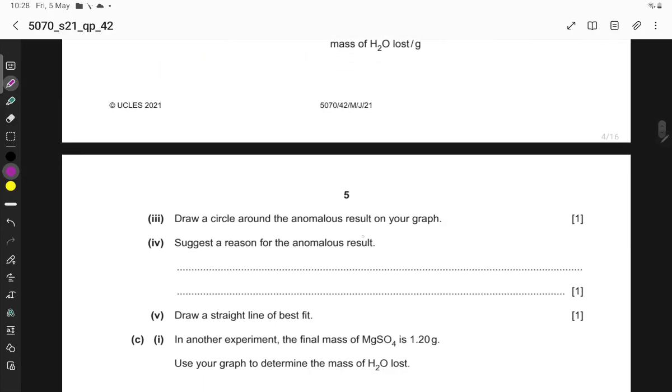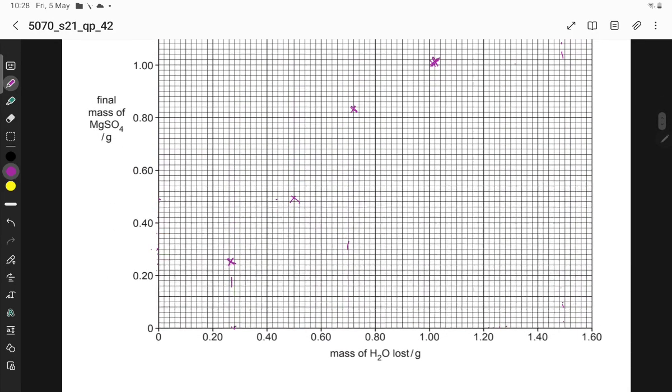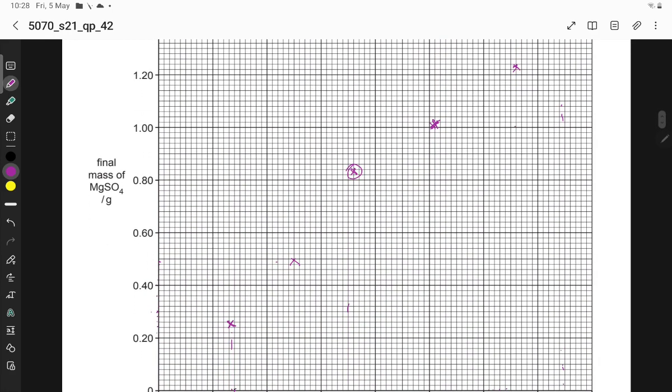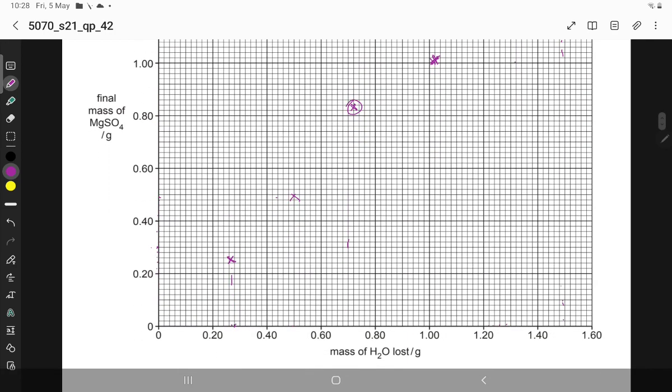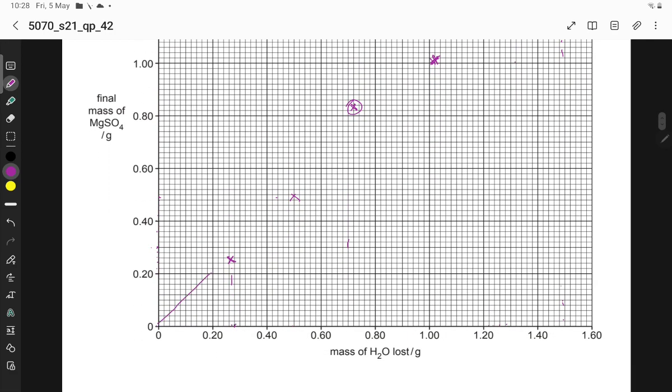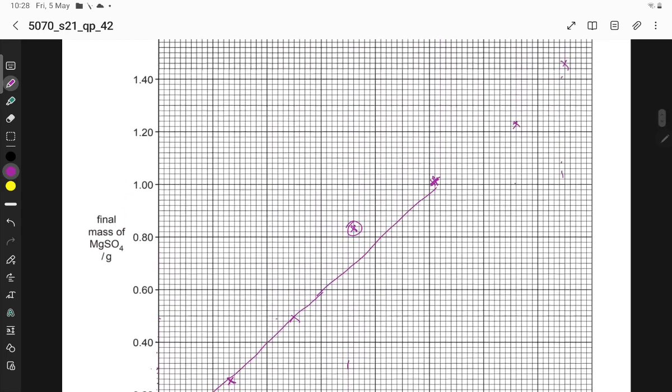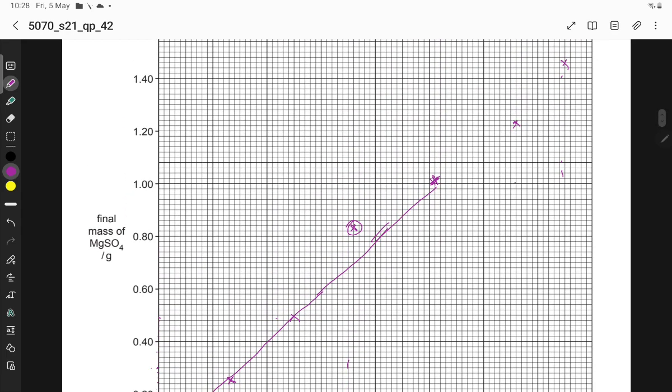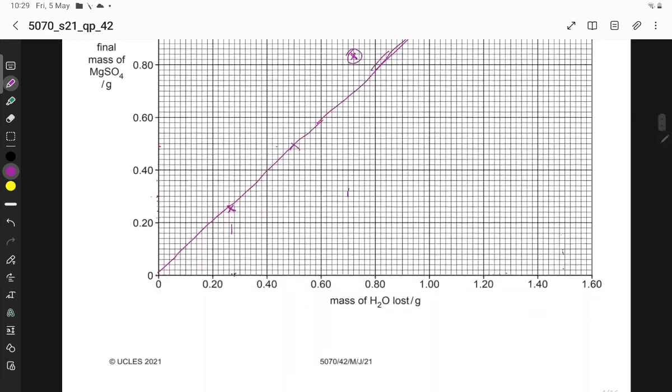Draw a circle around the anomalous result on your graph. This is the anomalous result. We must draw with a scale, but I don't have a scale, so like this.